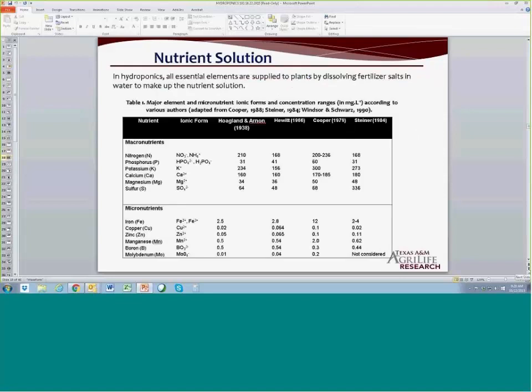All right, so nutrient solution is very critical. And obviously, you don't have soils, you don't have the macro and the micronutrients. And here you see different formulations that vary in terms of the amounts of macronutrients and micronutrients.